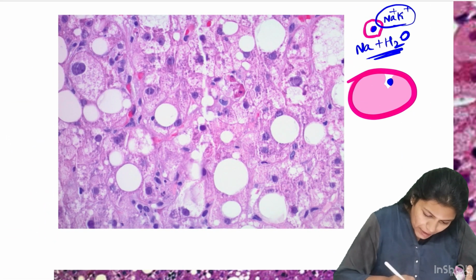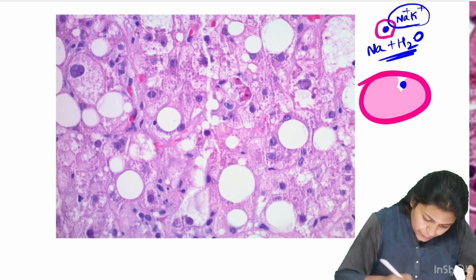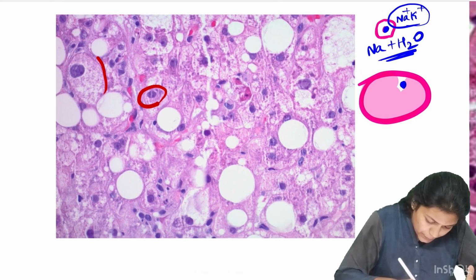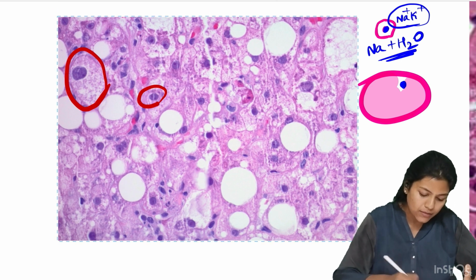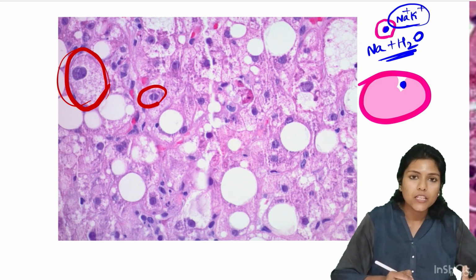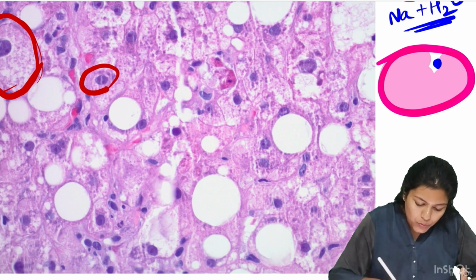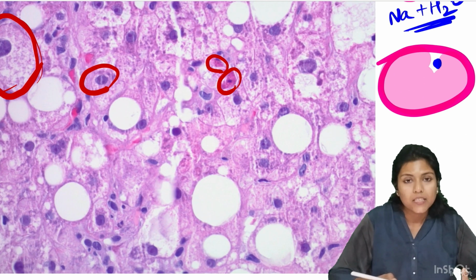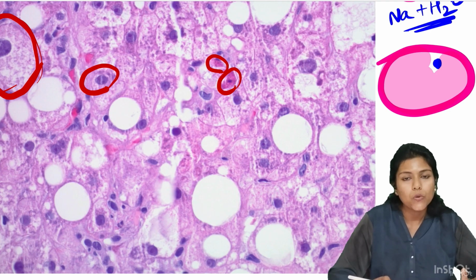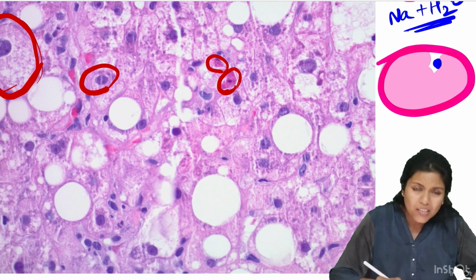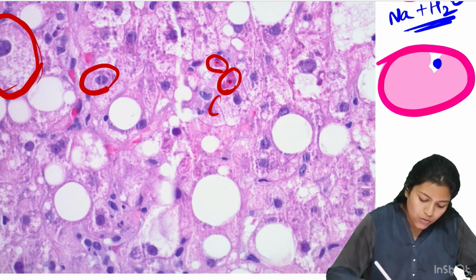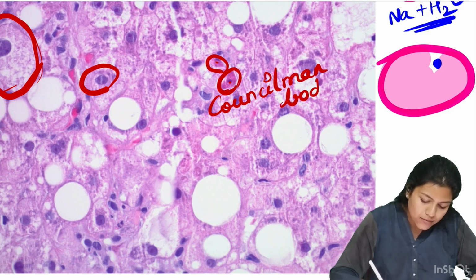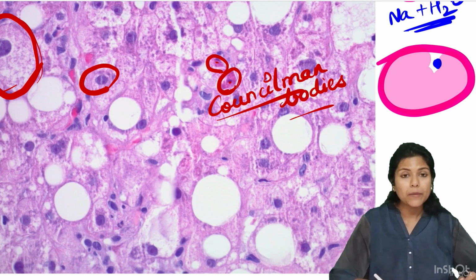Here you can see the hepatocyte. For example, if this is a normal hepatocyte, this is a ballooned hepatocyte with edematous cytoplasm. This is called ballooning degeneration. And there are apoptotic bodies. We studied that hepatocytes undergo apoptosis. The cell becomes small and dense, with dense cytoplasm and a small pyknotic nucleus. These are called the Councilman bodies.